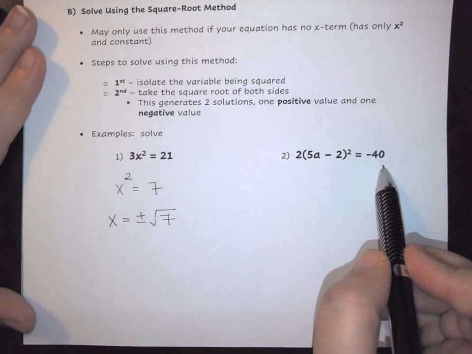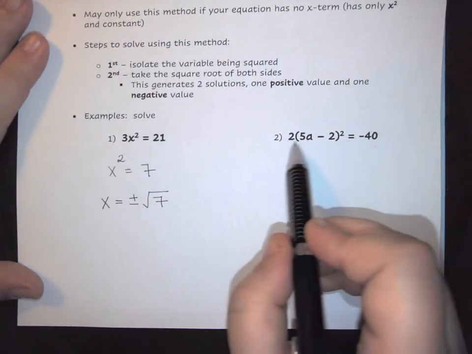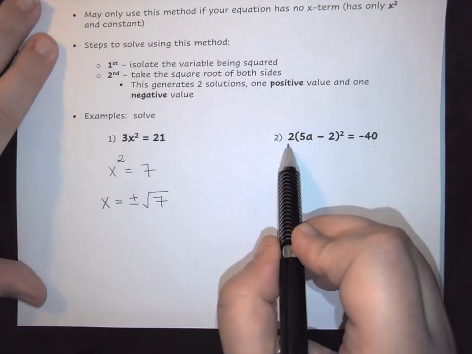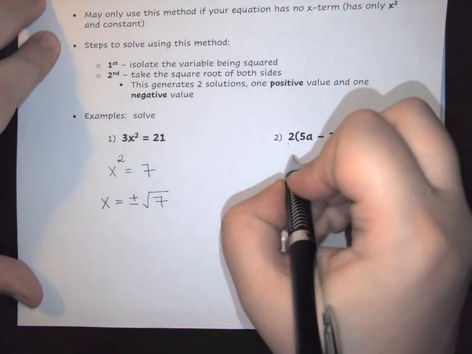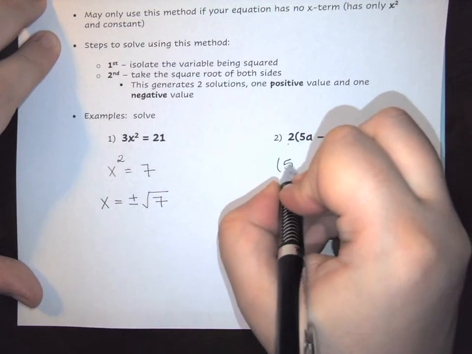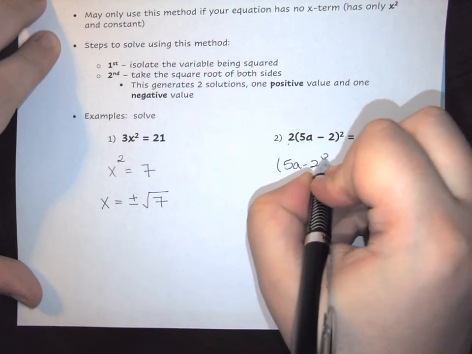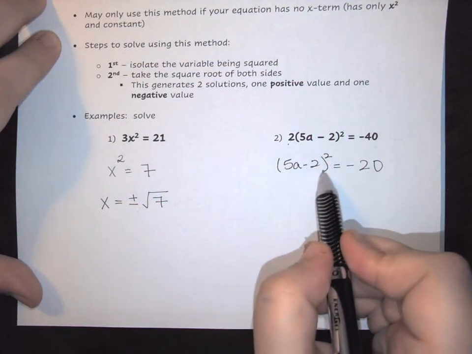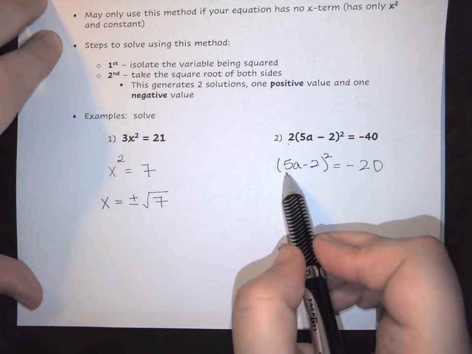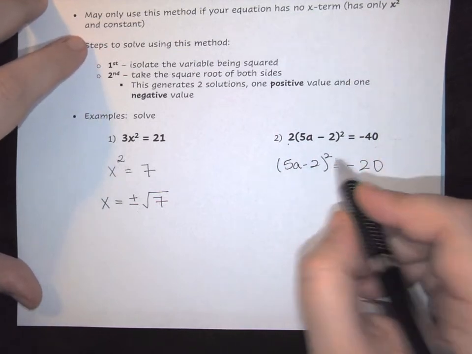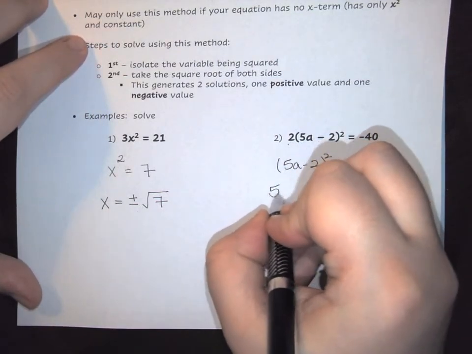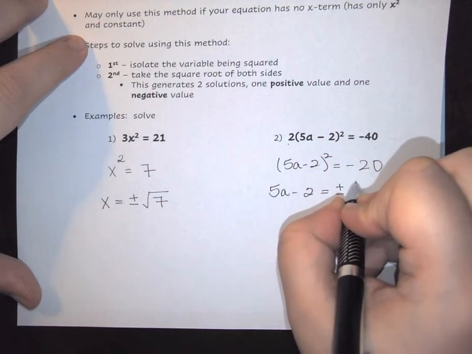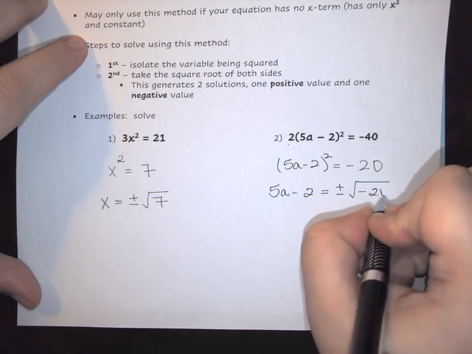Now when we're talking about binomials, the first thing we have to do here is isolate my binomial by getting the 2 out of here. So we're going to divide everything by 2, and we're going to get 5a minus 2 squared is equal to negative 20. Now if you notice, my binomial is totally on its own. So at this point we could go ahead and take the square root. So we have 5a minus 2 is equal to plus or minus the square root of negative 20.